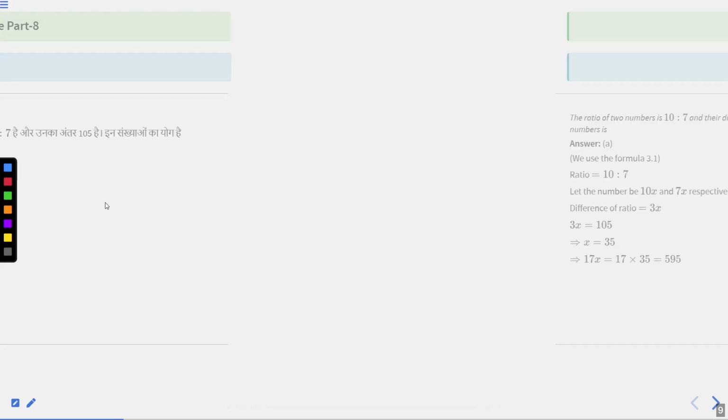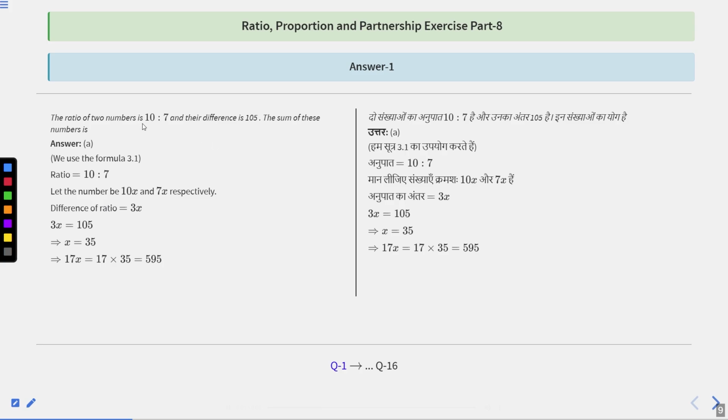Now time's up. Let's see the solution. The question says that the ratio of two numbers is 10:7, so we can say that the numbers are 10x and 7x. The difference of these two numbers is 105. The difference between 10x and 7x is 3x. So if 3x equals 105, then x will be 35.